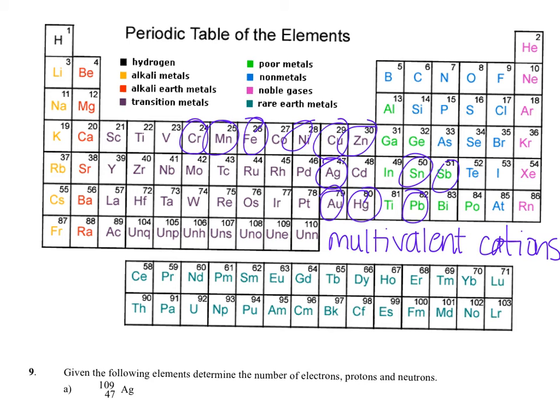Cobalt is too, but I don't think I forced you to memorize that one. It's either cobalt or chromium. I don't remember which one I make you memorize. So chromium, manganese, iron, nickel, copper, zinc, silver, gold, mercury, and those three. So there is an easy way to kind of memorize them. You find patterns. So if you want to look them up, otherwise I'll tell you.